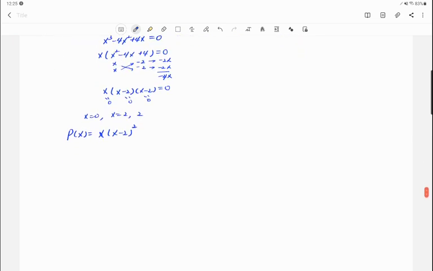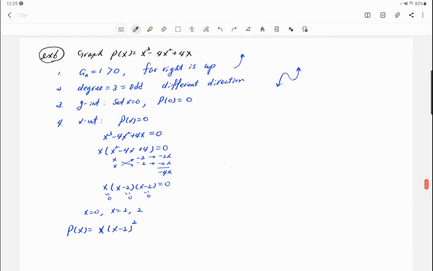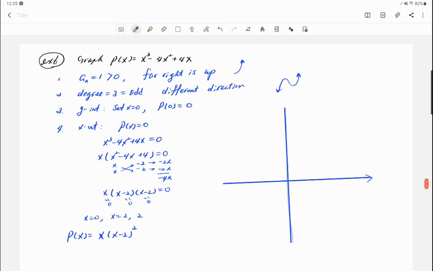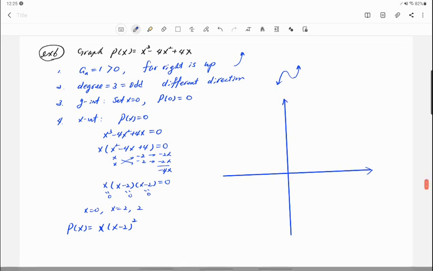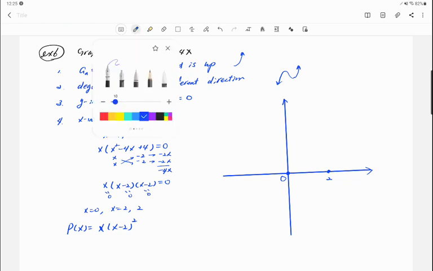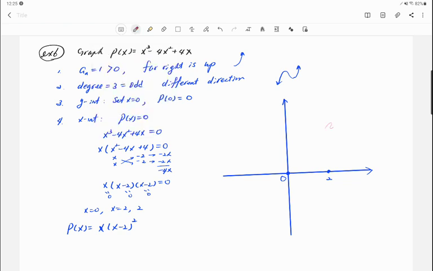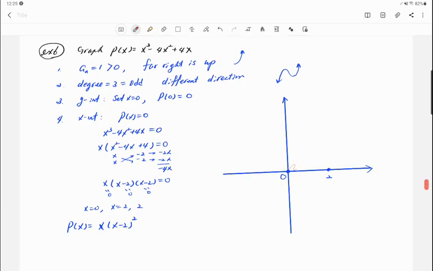All right, so we found everything. Here are the x-axis and y-axis. Let me draw this on the right side. The x-intercepts are 0 and 2. There are 2 x-intercepts. Look at the graph: the right end is up. And the y-intercept is 0, the same as this one.